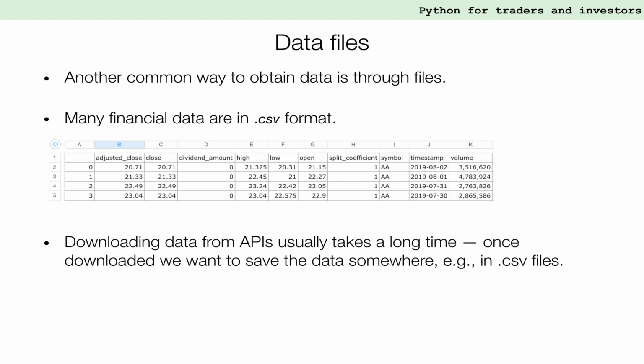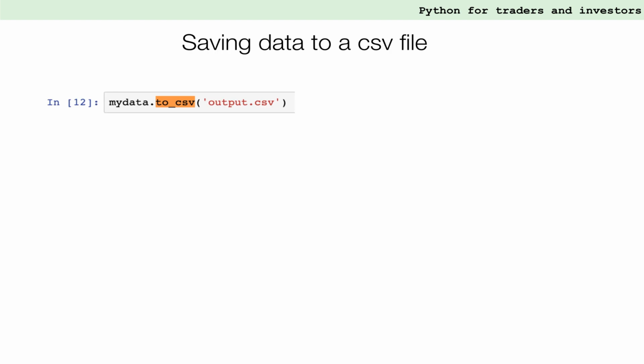In the last video, we talked about downloading data from APIs. This usually takes a long time considering the amount of historical and market data being downloaded. It is often a good idea to save the downloaded data as CSV files for processing and analysis later on. To save the data we downloaded last time, which was called myData, as a CSV file, we simply use the function toCSV and call the new file output.csv. Note that we give this file a .csv extension in order to make the format of the file easily recognizable.